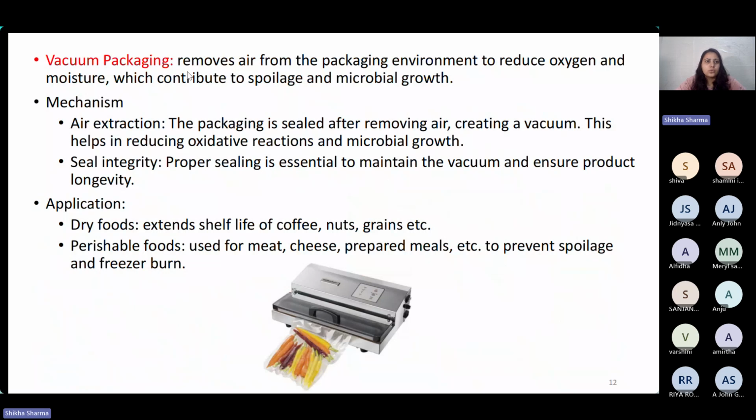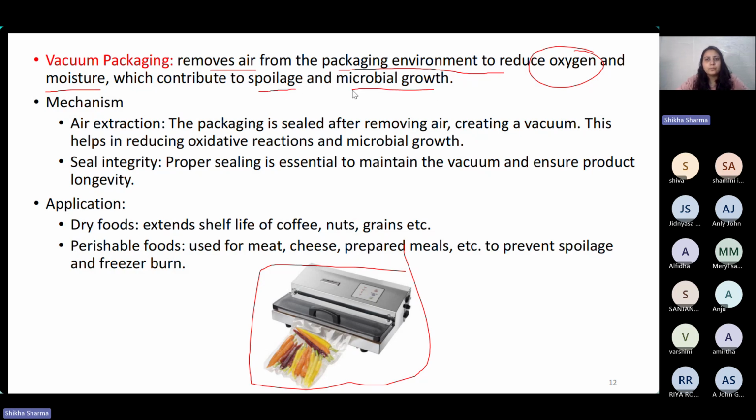So first is the vacuum packaging. In vacuum packaging, what happens is we remove basically all the air from the packaging material, which removes air from the packaging environment to reduce oxygen and moisture. So this oxygen and moisture contribute to the spoilage of the food product and microbial growth. So they will be removed.